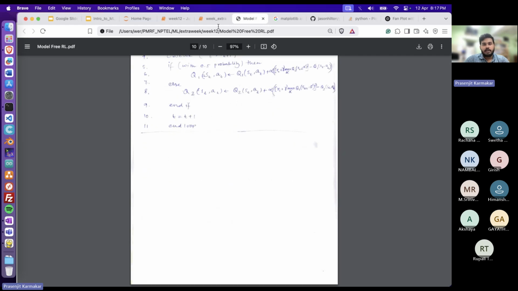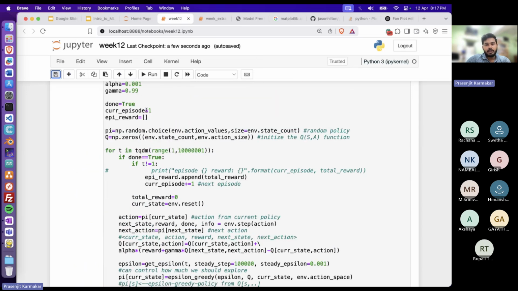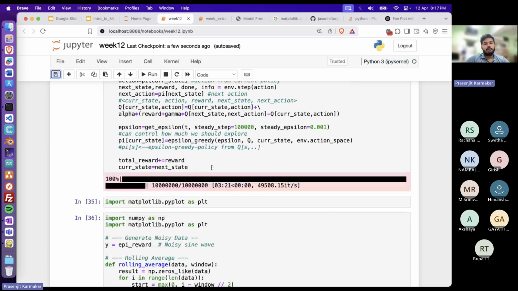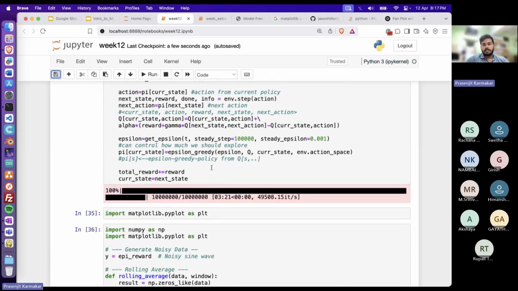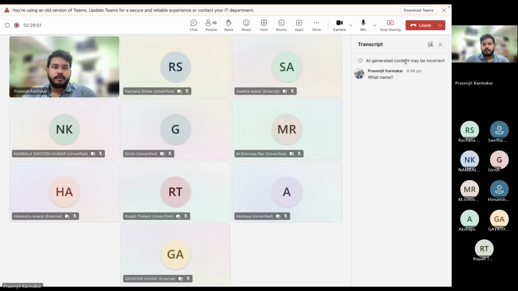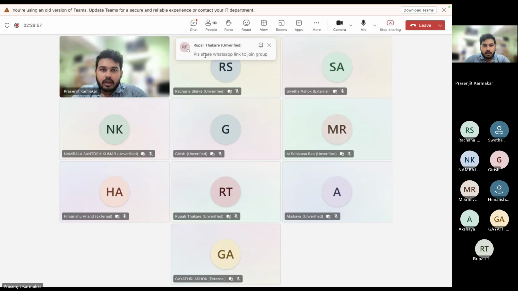If you have any queries, I'm happy to answer. And I will share the code and everything with you so that you can go and play along with the alpha values and other parameters, or change the environment itself and see how it adapts, right? Any questions regarding any topic?